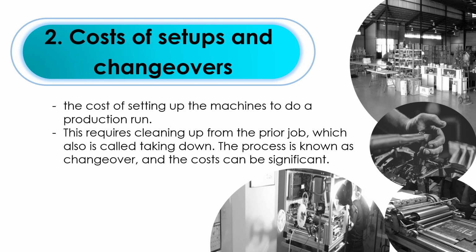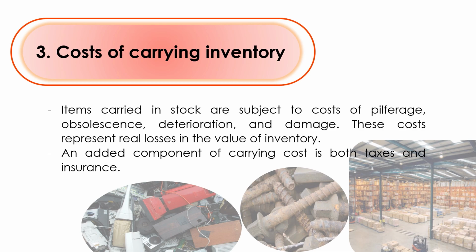Number three is cost of carrying inventory. So items carried in stock are subject to cost of pilferage or petty theft. Next is obsolescence, where sometimes the units lose value over time, like gadgets, deterioration and damage. So these costs represent real losses in the value of inventory. An added component of carrying cost is both taxes and insurance, especially if the units are very expensive.